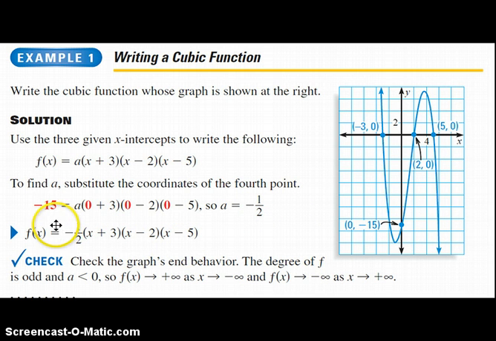So now we have an equation that will describe this graph. And that equation is -1/2 times (x plus 3) times (x minus 2) times (x minus 5). And as you can see, since it is a degree 3 polynomial, it has 2 turning points, 3 zeros, and it has a local minimum at this turning point and a local max at this turning point. Okay, that's it.